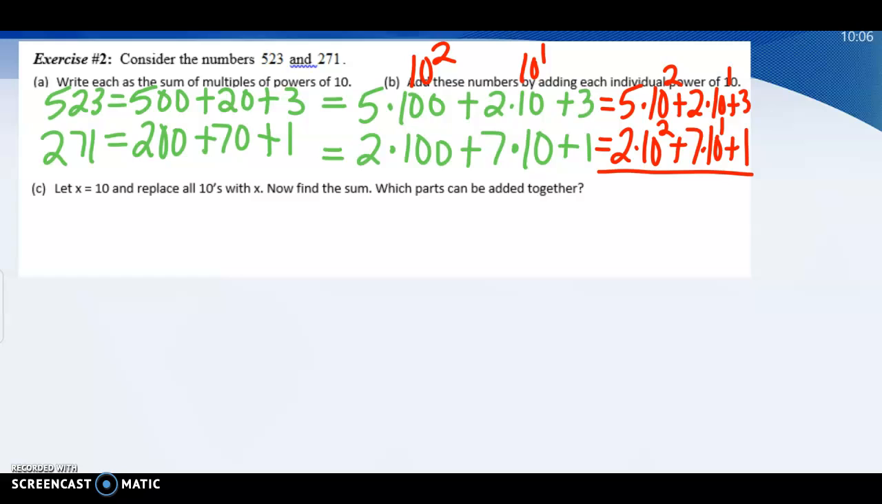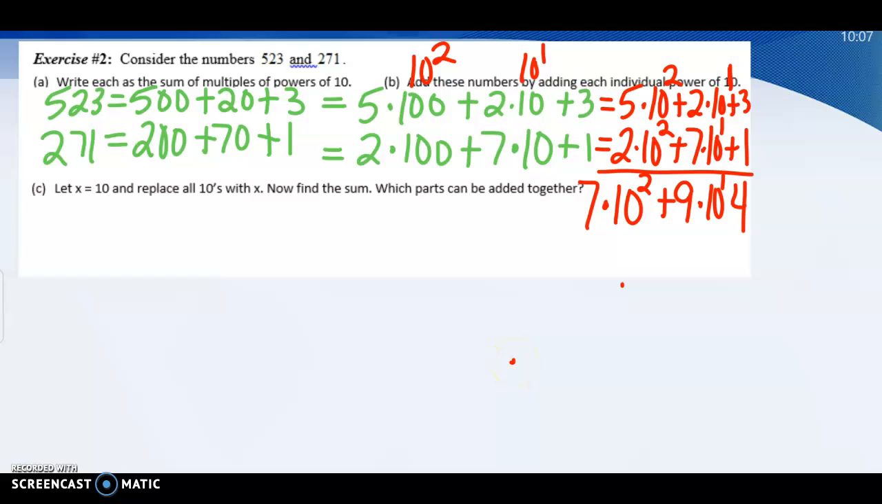Now, the whole purpose of this is to help us see what we add. And you already know what we add. We add the ones, right? We add 3 plus 1 for 4. Then we add the tens place, right? 2 plus 7 is 9. And we keep just 10, and we keep it to the first power. We don't change it. That's 90, 9 tens. And then over here, we have 5 plus 2 for 7 times 10 to the second, right? 7 hundreds, or 7 times 10 to the second.